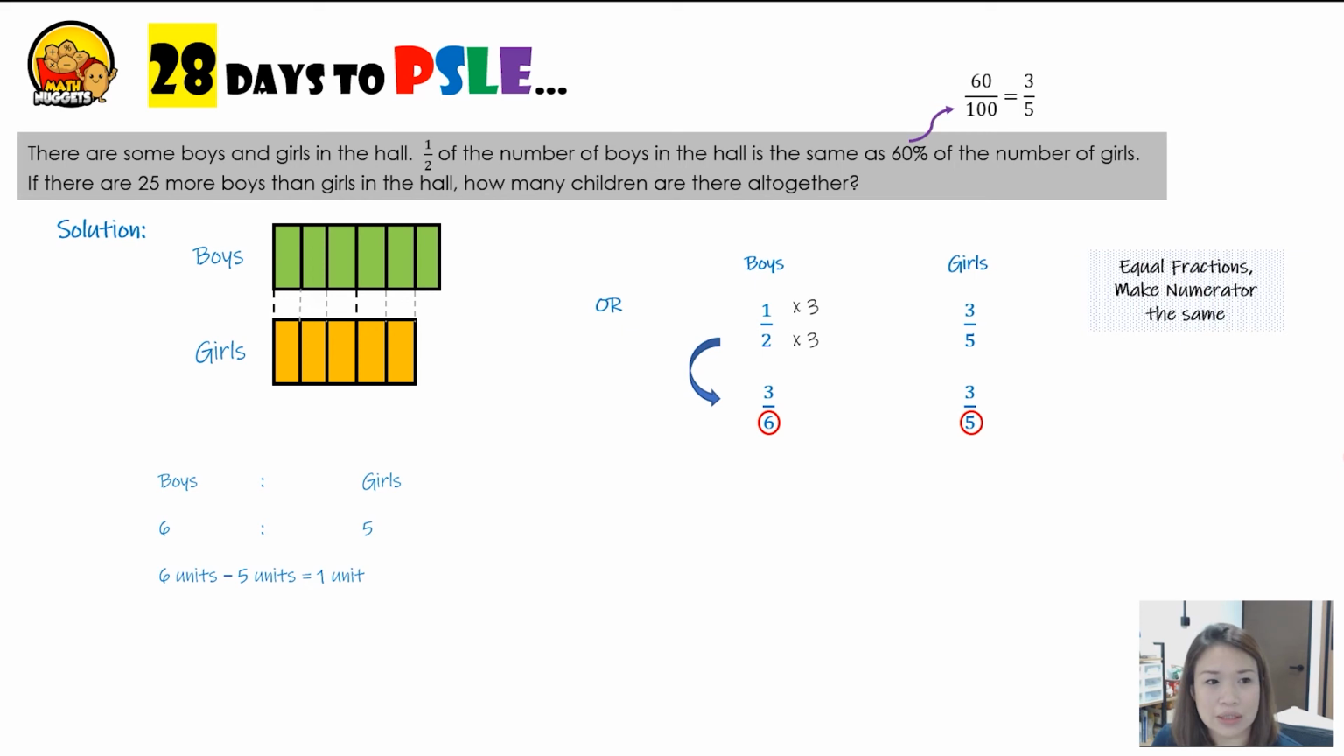Because in the question, they tell us that there are 25 more boys than girls. So that's the difference between the boys and the girls. So 6 units boys, 5 units girls. The difference is 1 unit. So therefore, we know that 1 unit is 25.